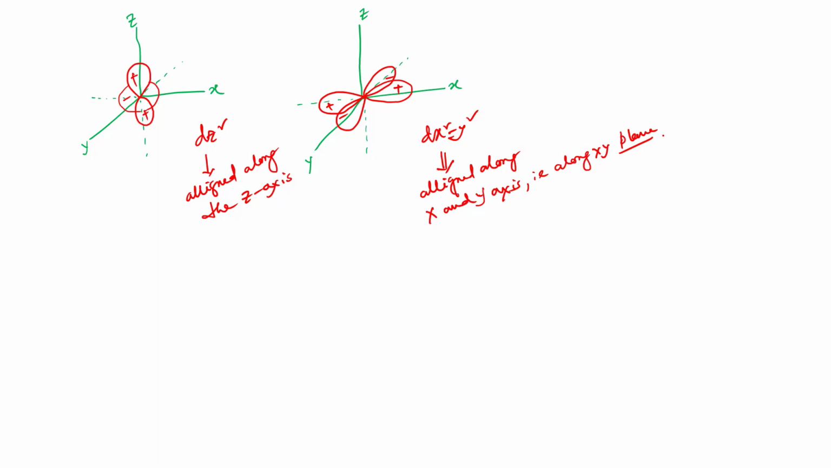Now what are the remaining orbitals, dxy, dyz and dxz? They are actually aligned in between the axes. For simplicity, I will show one of the orbitals again. This is x, this is y, z, this is y.